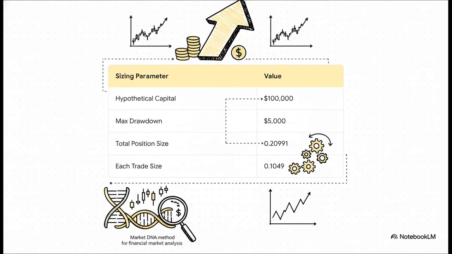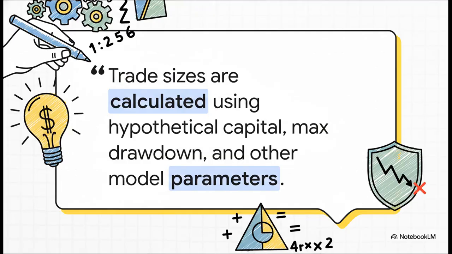Okay, so using those inputs, the $100,000 in capital and that $5,000 max drawdown, the model calculates a very specific position size. The total size comes out to 0.20991. And since there are those two potential entry points we talked about, that gets split into two trades, each sized at 0.1049. Now, the source material is very, very specific about how these sizes are determined.